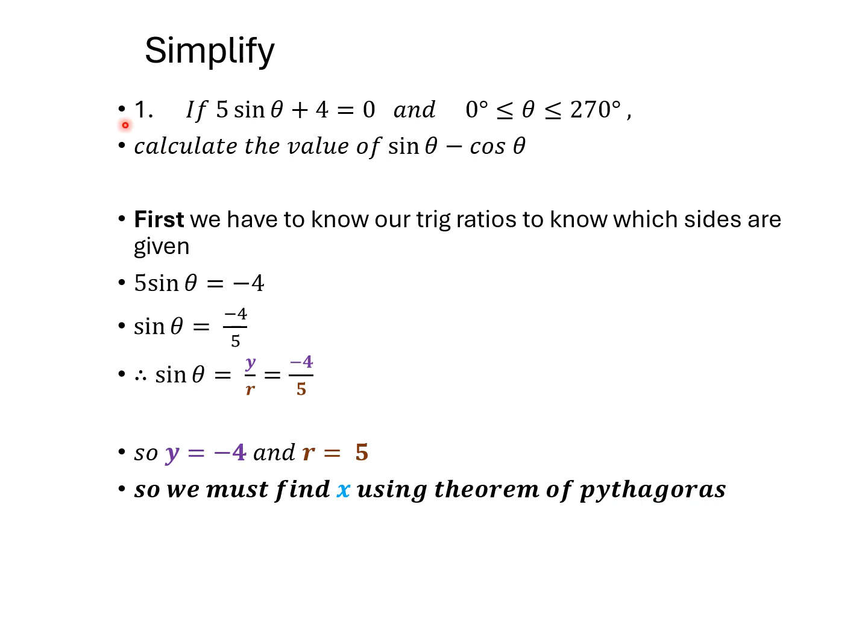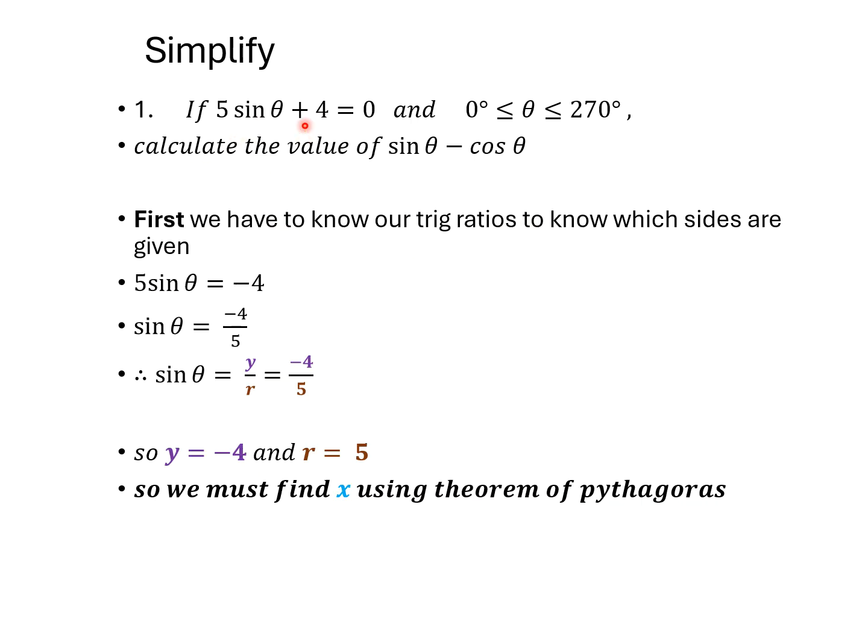So, given 5 sine theta plus 4 equals 0, and theta is less or equal to 270 degrees and greater than equal to 0. So it's going from first to the end of the third quadrant. Calculate the value of sine theta minus cos theta. So first, I must make sine theta the subject of the formula. So we have to write it as a trig ratio.